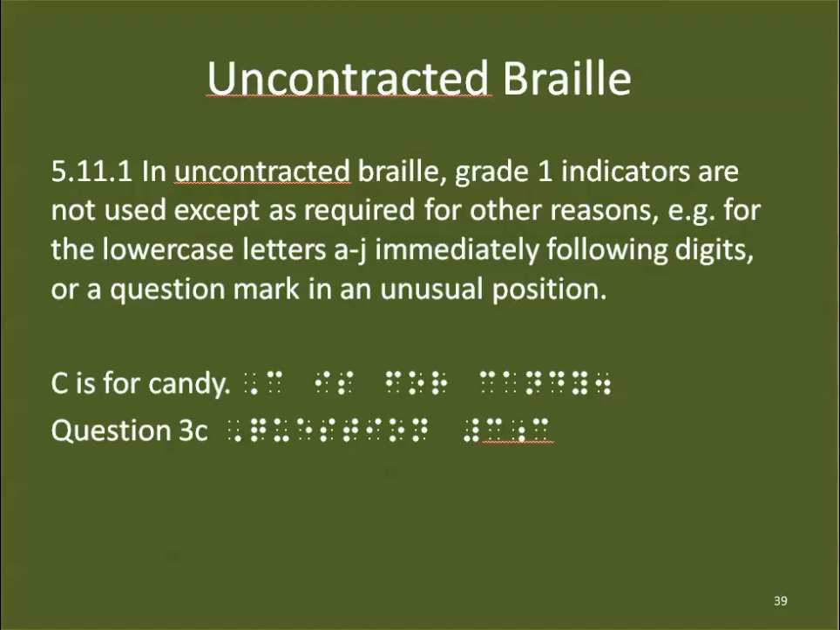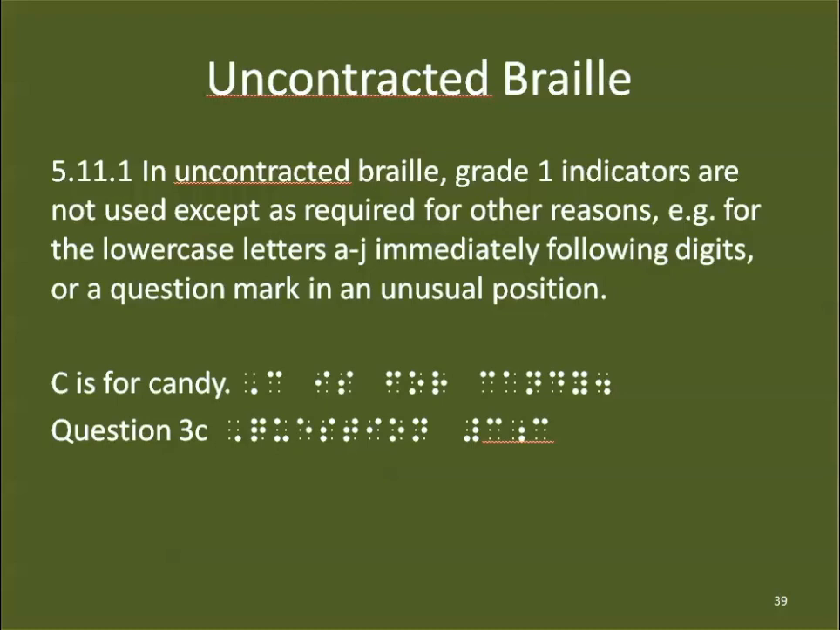Suppose we really are in uncontracted Braille though. In uncontracted Braille, grade 1 indicators are not used except as required for other reasons. For instance, the lowercase letters A through J immediately following digits, or question mark in an unusual position. So our first example is pretty straightforward. C is for candy. We're not using contractions, so that C can't be mistaken for the word can.